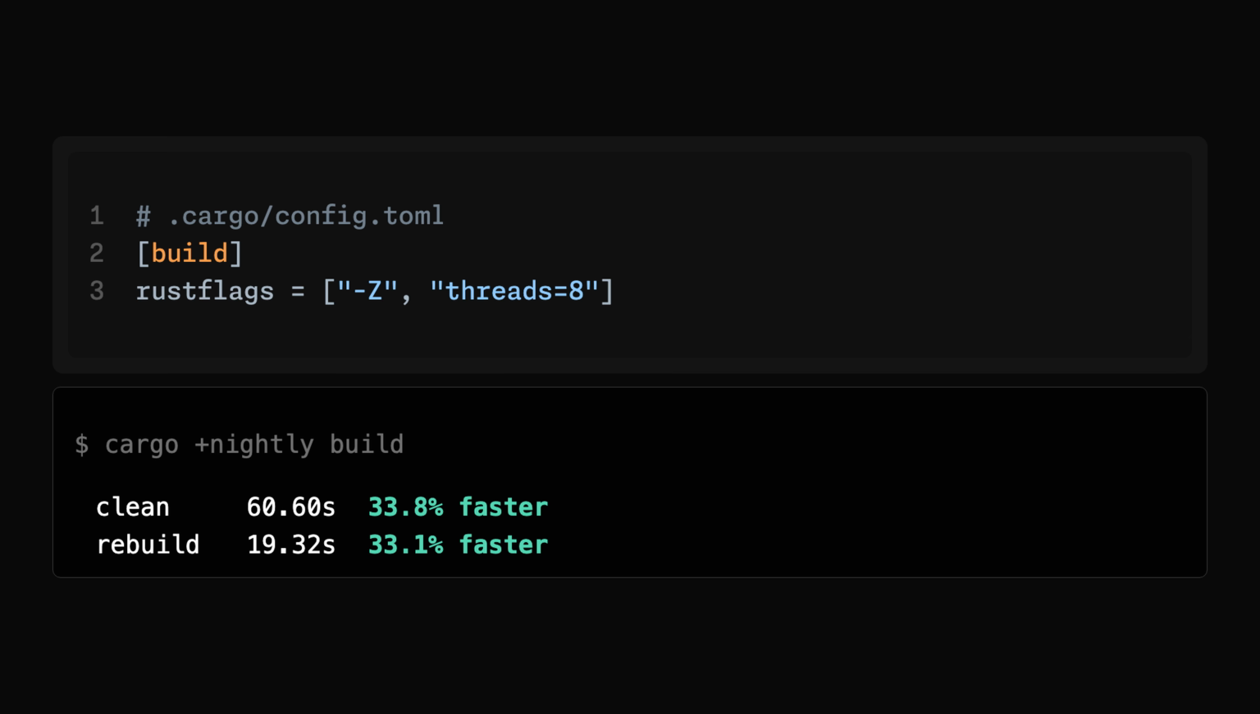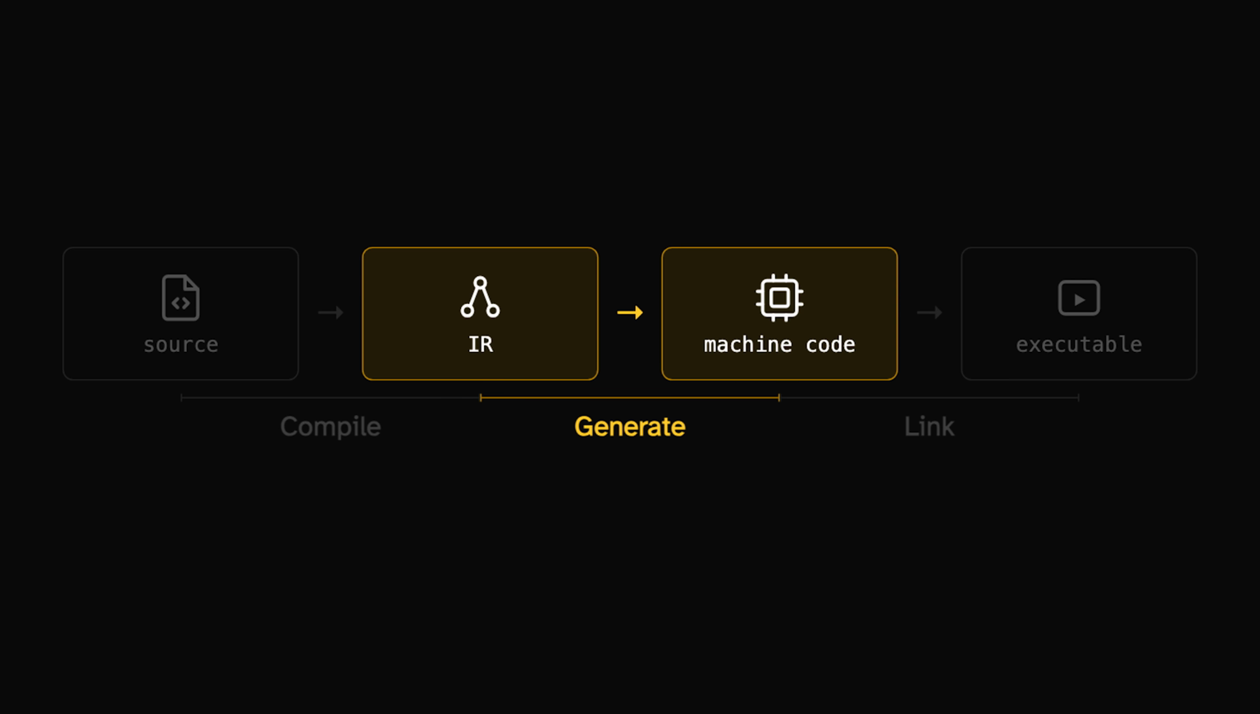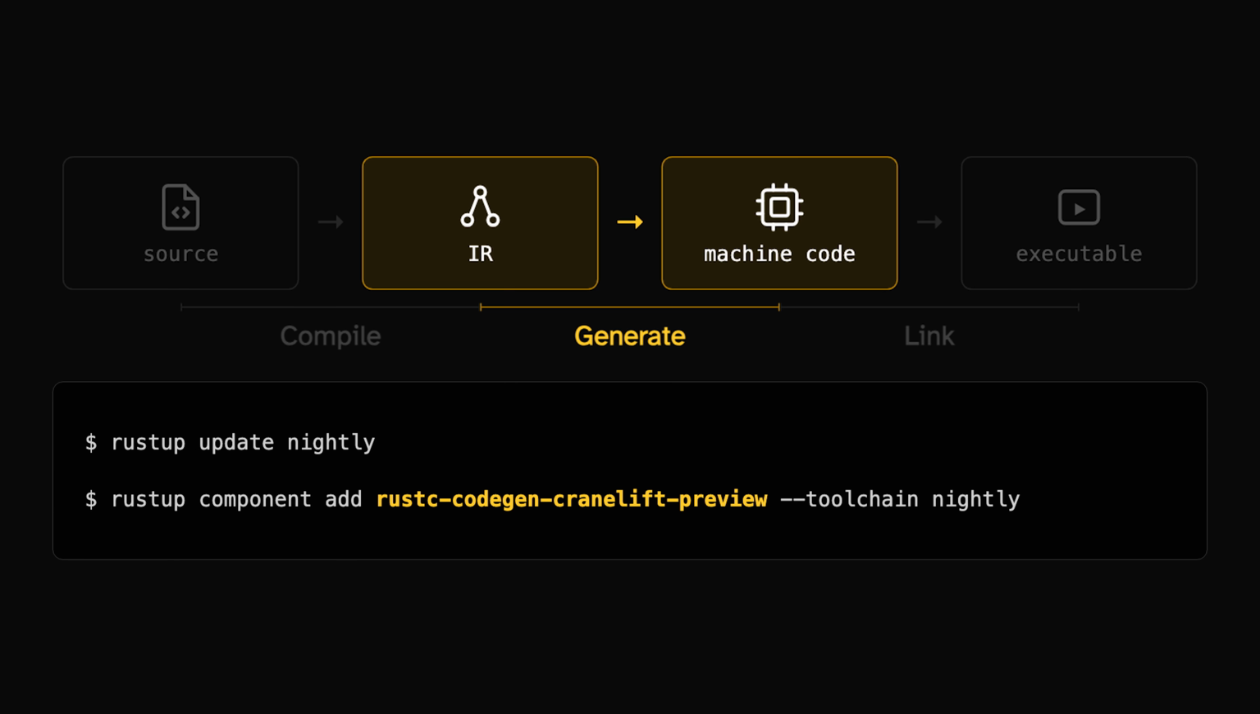Optimization 3 replaces the code generator from LLVM to Cranelift. Code generation was stage 2 of our 3 stages, which is where the compiler takes the internal representation of your code and turns it into machine code. LLVM is the default Rust ships with, but it also spends more time making your machine code fast. But an alternative is Cranelift, which optimizes less and produces the machine code faster.